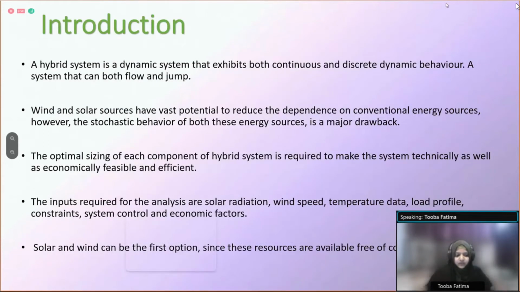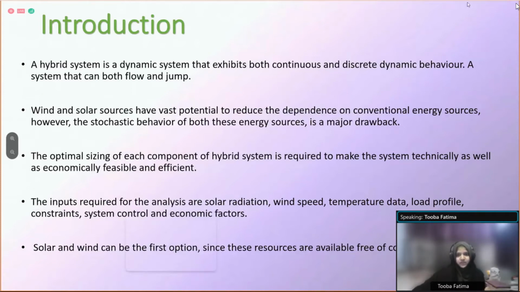The Ministry of New and Renewable Energy (MNRE) adopted the National Wind Solar Hybrid Policy on 14 May 2018. The objective of the policy is to provide a framework for the promotion of a large grid-connected wind solar PV hybrid system for efficient utilization of transmission infrastructure and land. It also aims at reducing the variability in renewable power generation and achieving better grid stability. And we all know a hybrid system is a dynamic system that exhibits both continuous and discrete dynamic behavior, a system that can both flow and jump.